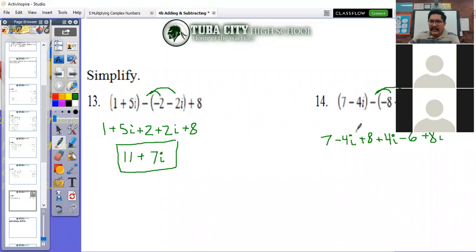From here, just add your like terms. So 7 plus 8 is 15. 15 minus 6 is going to be 9. And I have -4i and +4i, so they cancel each other out. That would be 0i. 0i plus 8i would just be 8i. And that's it.